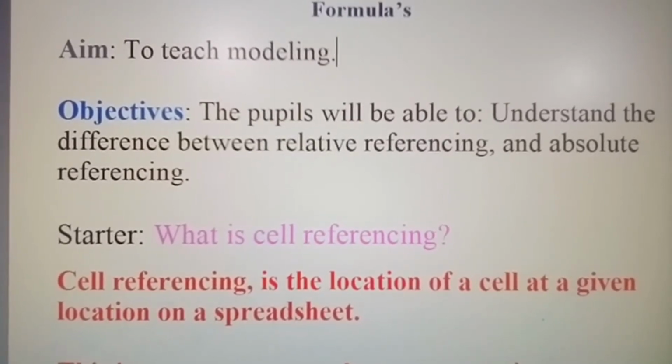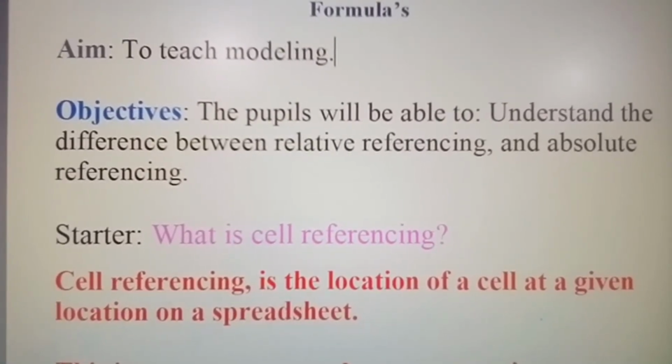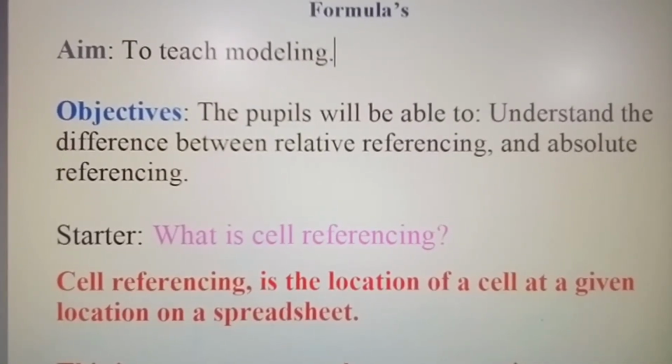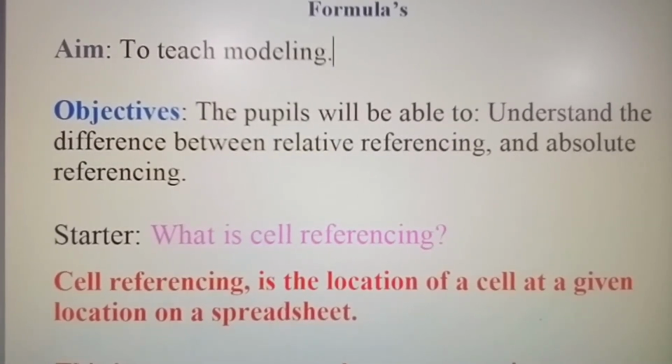Well, let's look at the starter. What is cell referencing? Cell referencing is the location of a cell at a given location on a spreadsheet. This is more apparent when you are using formulae.